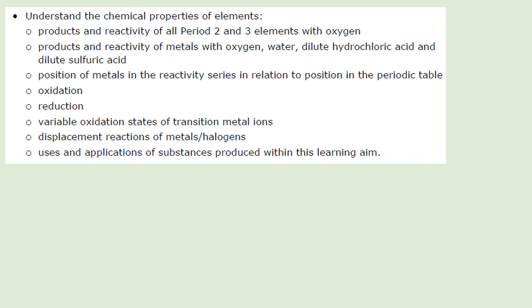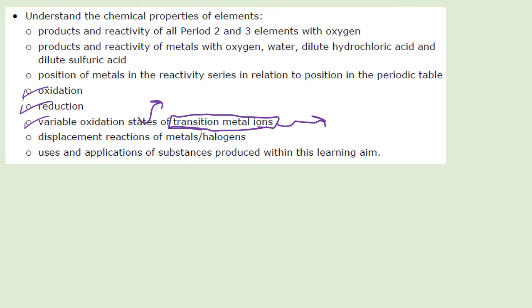Looking back at the spec then, we're almost finished with A2. So we've looked at oxidation, reduction, and variable oxidation states. We have seen the variable oxidation states of chlorine and of transition metals. We will look a little bit more at that later on, but that's basically telling you that metals can exist as 2+ or 3+.